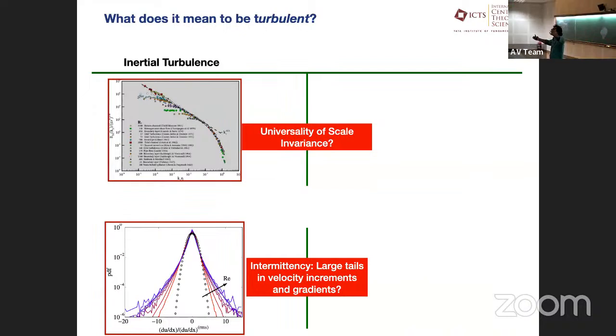So there is a universality of scale invariance. How confidently I can measure how big this range is over which I can get the power law k to the minus 5/3 depends on Reynolds number and other things. But the fact that there is a k to the minus 5/3, there is universality, is one of the fingerprints of turbulence.